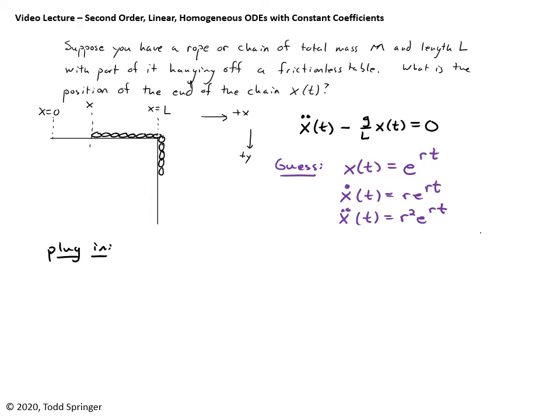What do I get? I get r squared e to the rt minus g over L e to the rt equals 0. And like always, you know you did it right if there's an e to the rt in every term, you can cancel those. So I get r squared is equal to g over L. And so r is equal to the square root of g over L.